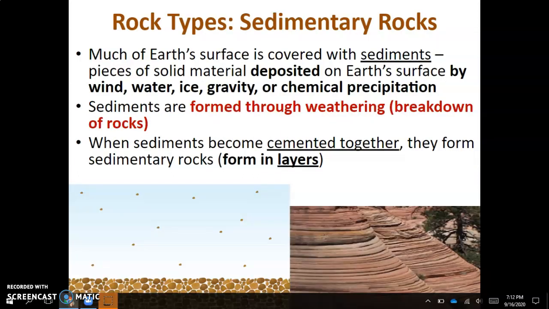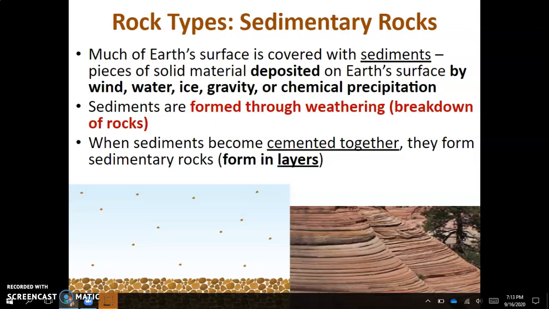So the next type of rock we're going to talk about, so we've already talked about igneous. Now we're going to move on to sedimentary rocks. So much of Earth's surface is covered with sediments. And these are just pieces of solid material that's deposited on Earth's surface by wind, water, ice, gravity, or chemical precipitation. Sediments are formed through something called weathering, and we're going to have a whole lesson on weathering. But basically, weathering is just the breakdown of rocks. And then when the sediments become cemented together, so packed together, they form sedimentary rocks.